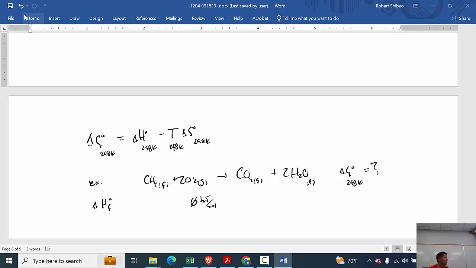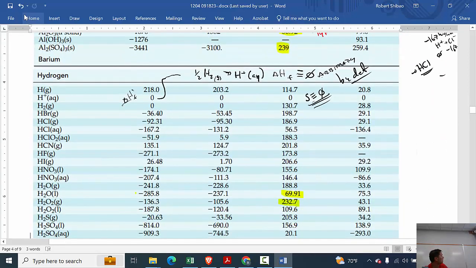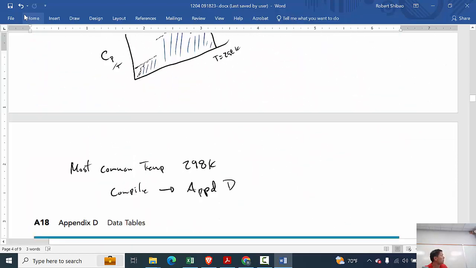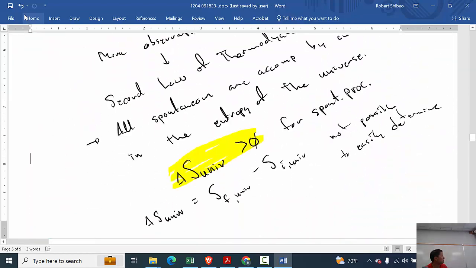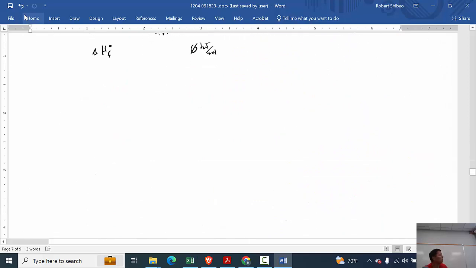Delta H of formation of H2O I have in this table up here because it's hydrogen. And so delta H of formation of H2O liquid is different than the delta H of formation for H2O gas. So we have to make sure we use the correct state here, which is going to be the liquid state at minus 285.8. So let me go down here. Minus 285.8.